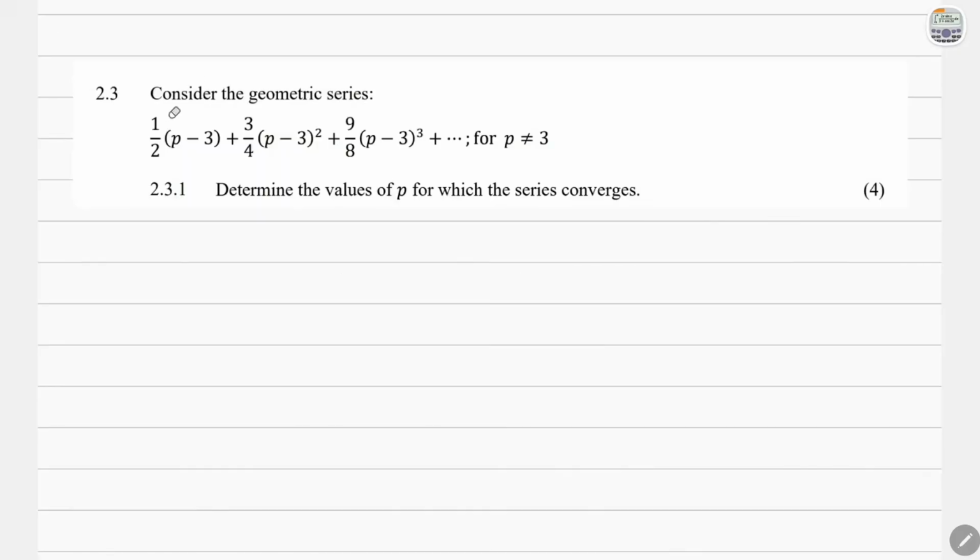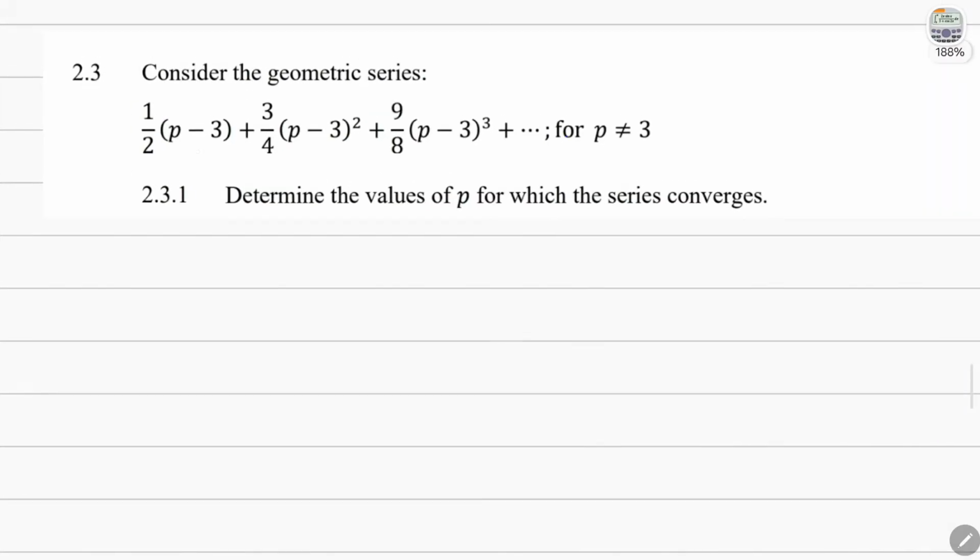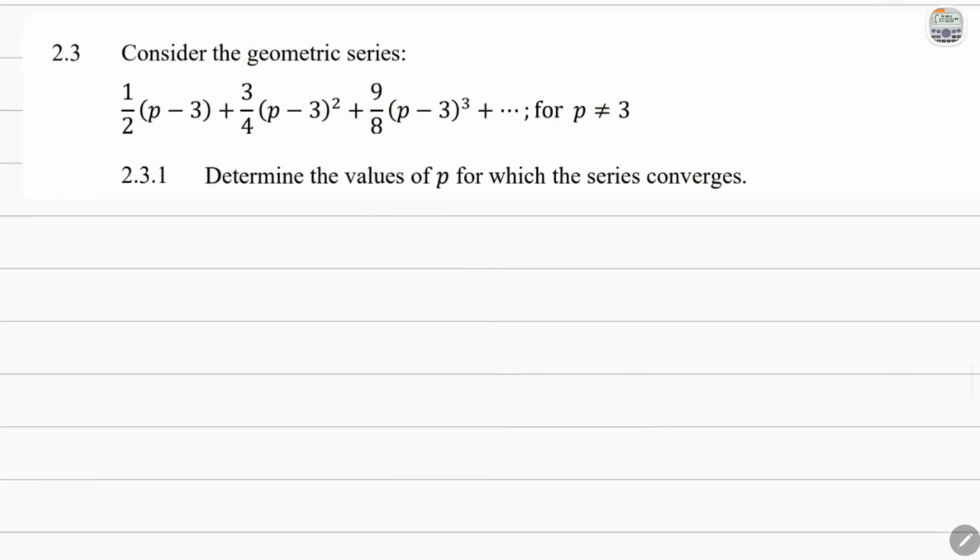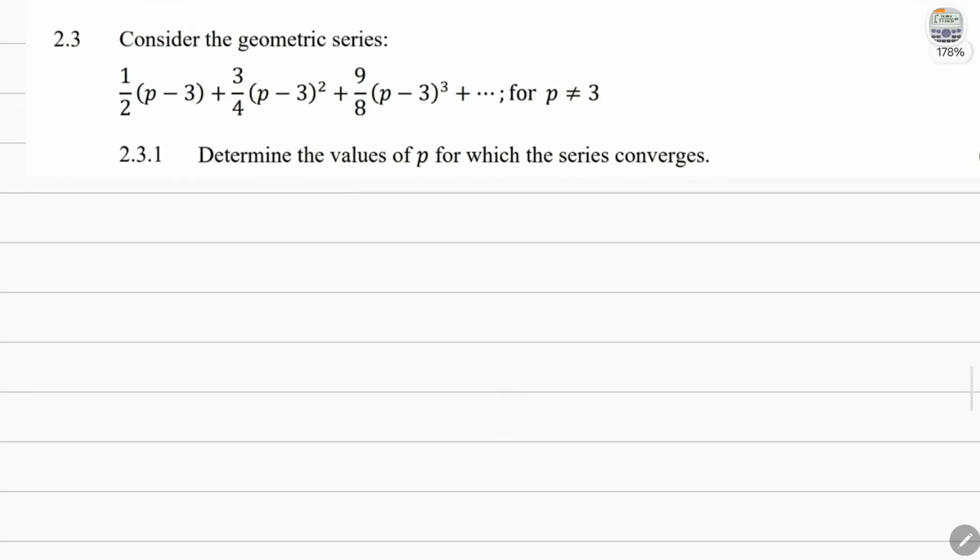Question 2.3 says, consider the geometric series, and we have this geometric series in terms of p for where p is not equal to 3. You can see they said that because if p was equal to 3, you'd have 3 minus 3, which is 0. So you'll just have 0, 0 plus 0. That's why. And they're specifically saying determine the values of p for which the series converges.